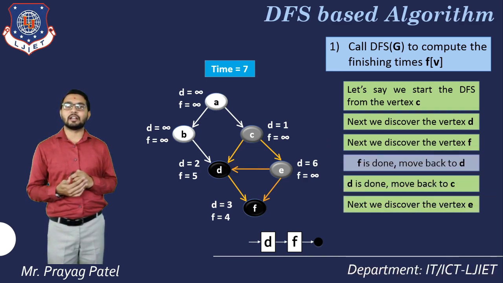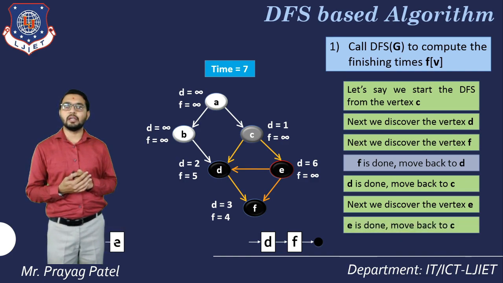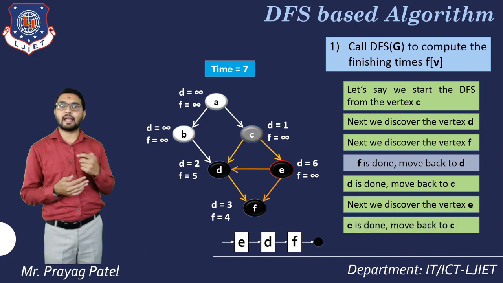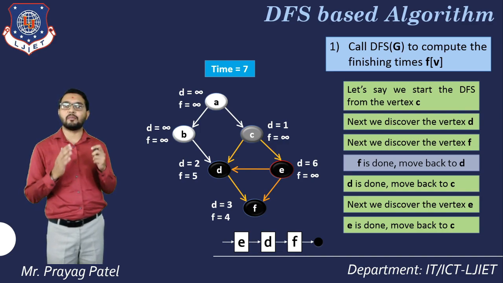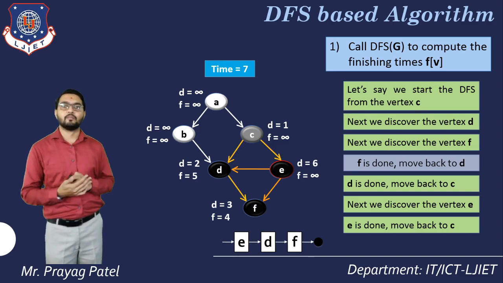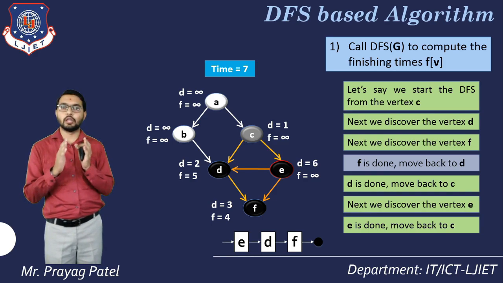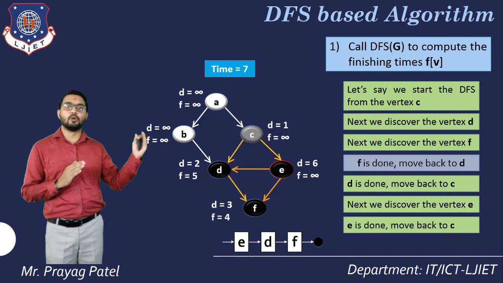So we can say that the color of the node E equal to black, and the finishing time of this node E, considered as F, equal to 7. The finishing time of node E equal to 7, and insert the node E into the list. Now consider the previous node of E, which means the parent node of E is considered as C. So E is done, move back to the node C.